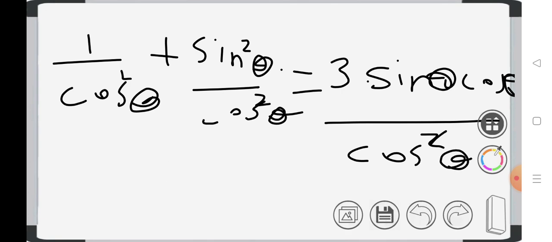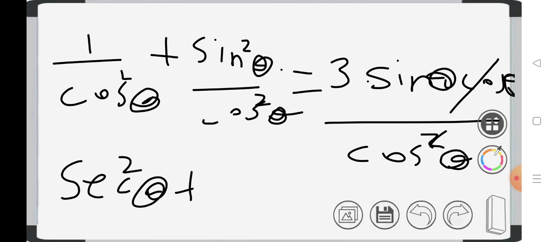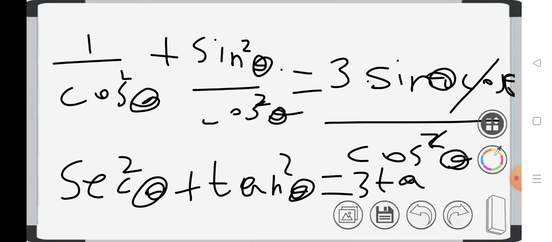Cos square theta, no square, and here cos theta will be cancelled. So then what will remain here? 1 by cos square theta means secant square theta, plus tan square theta is equal to 3 tan theta. But if you look here, this also has two trigonometric ratios, that is secant and tan.